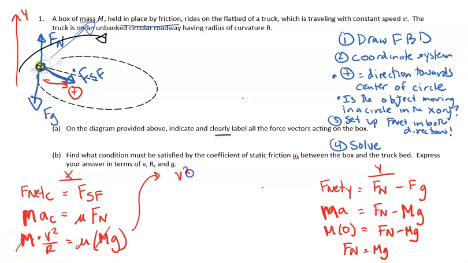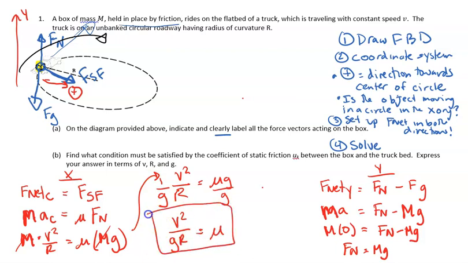So then we have v squared over r equals mu g. Let's go ahead and divide both sides by g, so it's like multiplying by 1 over g. So v squared over gr is going to be mu. Cool, we got our final answer.